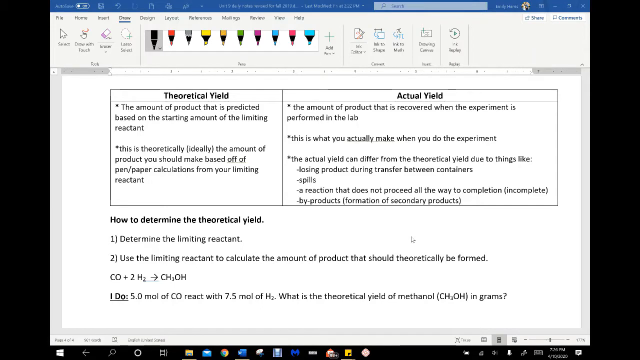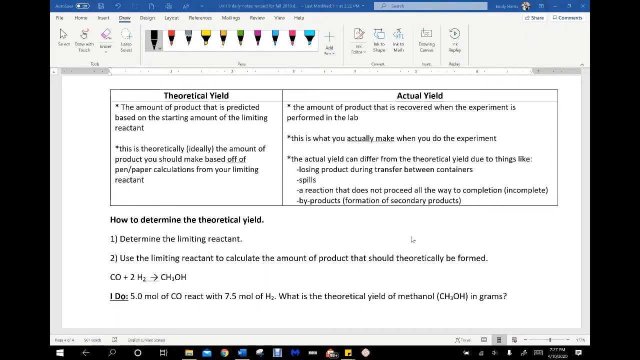Maybe you spill something during the reaction. Maybe the reaction doesn't go all the way to completion like it should have. Maybe when you're transferring the product to a different container, you lose some of it or some of it remains behind in the other beaker. Or sometimes reactions can actually form other products that you weren't necessarily expecting.